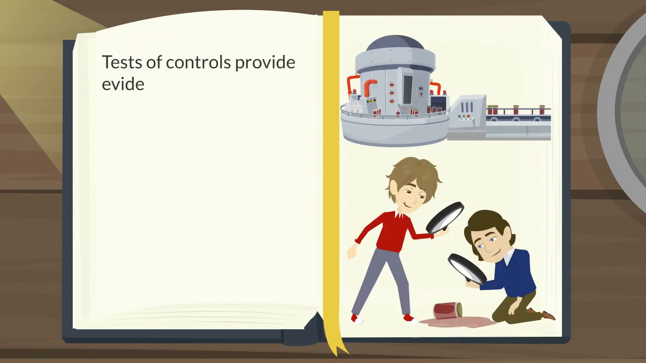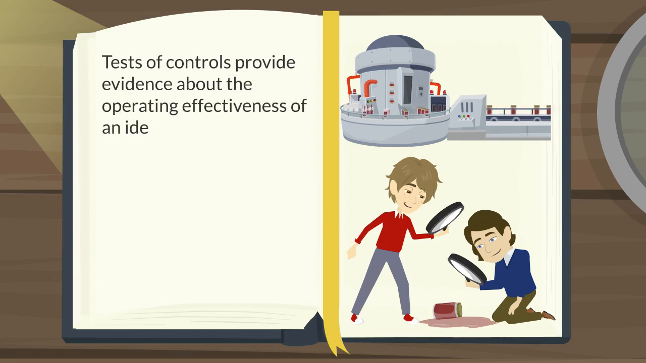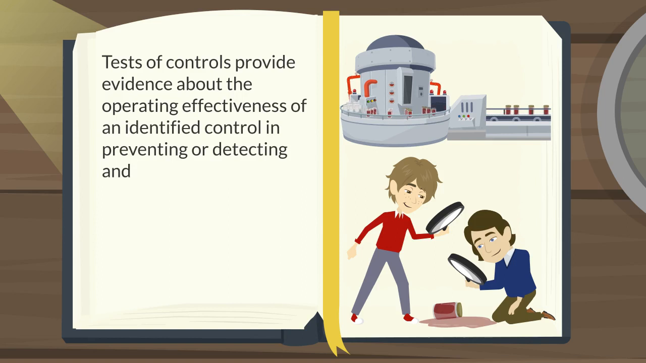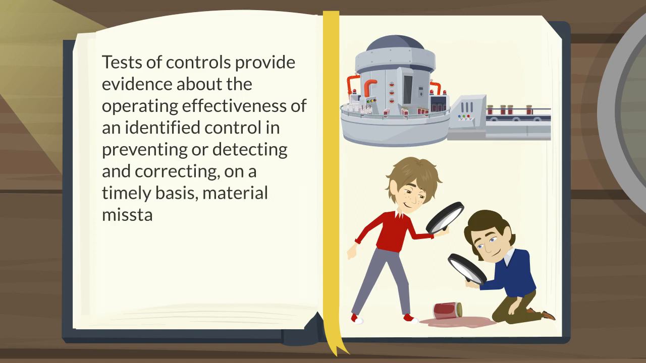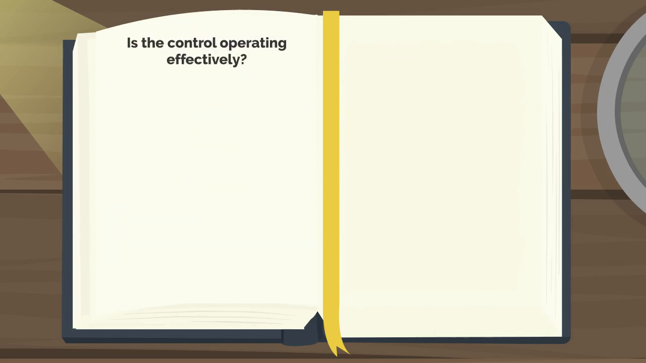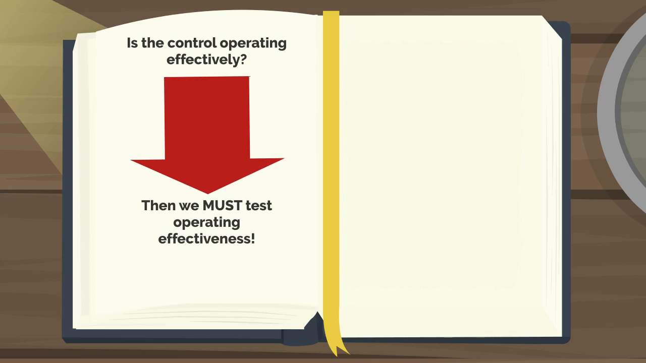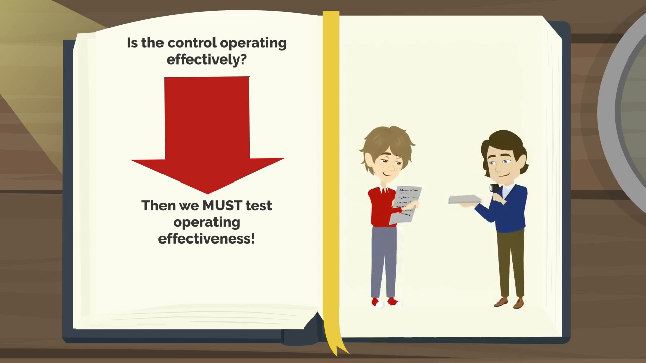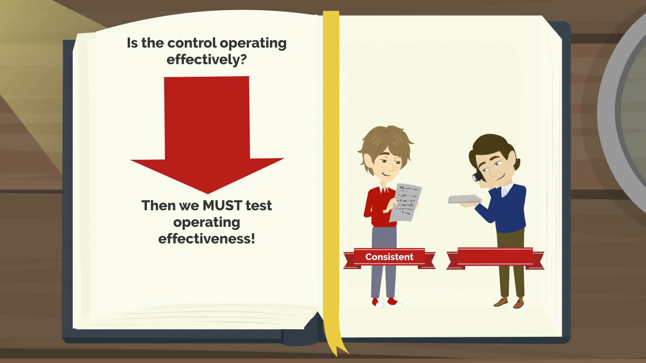Tests of controls provide evidence about the operating effectiveness of an identified control in preventing or detecting and correcting on a timely basis material misstatements in a financial statement assertion. Remember, the operating effectiveness of a control essentially relates to the functioning of a control. And a test of control, which is the same as testing the operating effectiveness of a control, involves obtaining sufficient appropriate audit evidence to evaluate whether the identified control was performed consistently and effectively throughout the audit period by individuals with the necessary authority and competence.